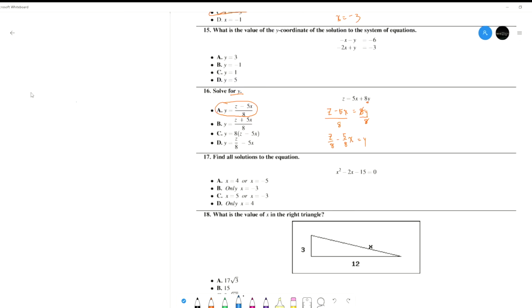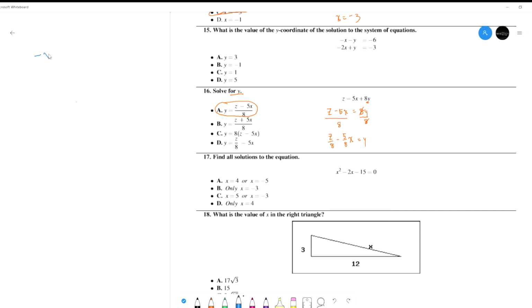Negative x minus y equals negative 6. Negative 2x plus y equals negative 3. So we have two ways of solving systems of equations, right? The first way is through elimination, right? We have to first multiply so that the coefficients of one of the variables are opposites, and then we add to eliminate. So let's try it both ways. I'm going to do it both ways, okay?